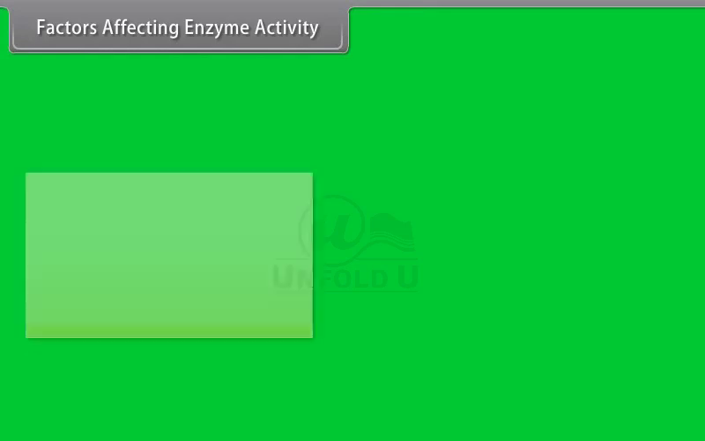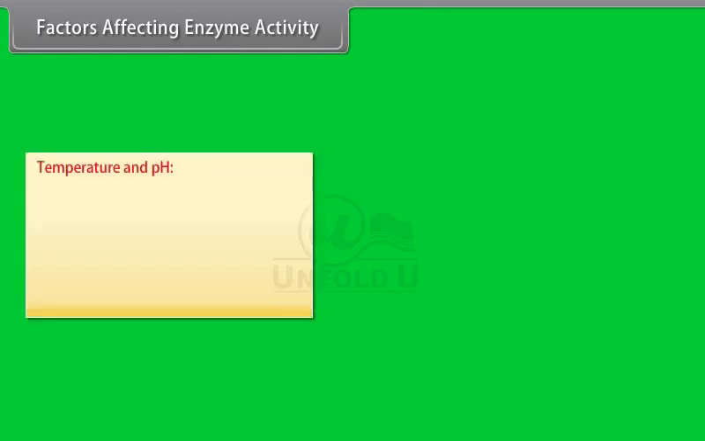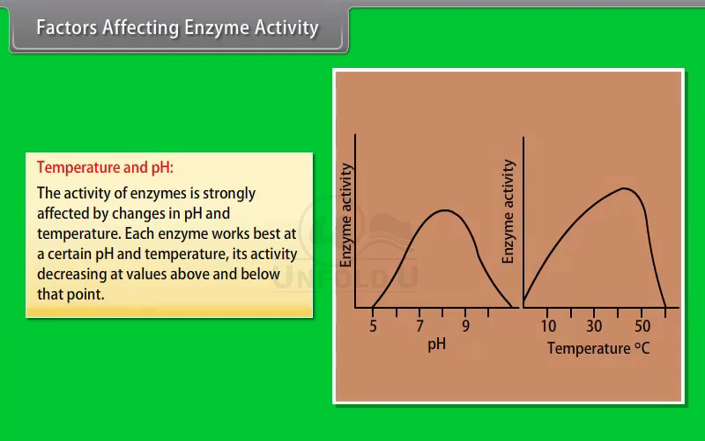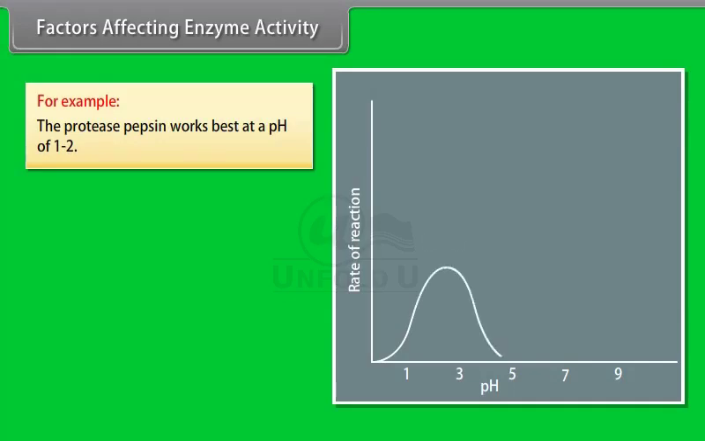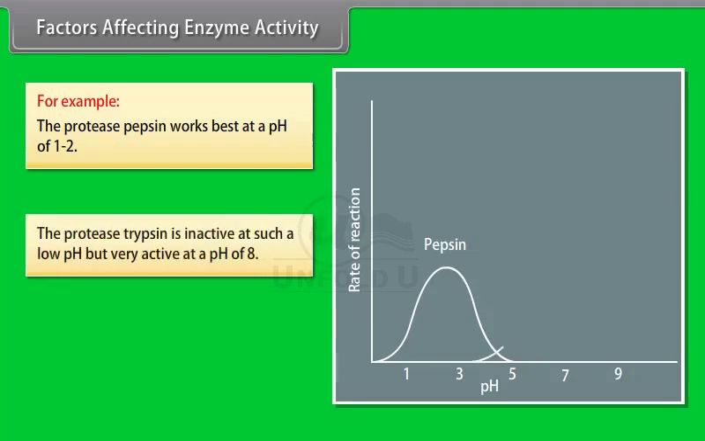Factors affecting enzyme activity. Temperature and pH. The activity of enzymes is strongly affected by changes in pH and temperature. Each enzyme works best at a certain pH and temperature. Its activity decreases at values above and below that point. For example, the protease pepsin works best at a pH of 1 to 2. The protease trypsin is inactive at such a low pH but very active at a pH of 8.